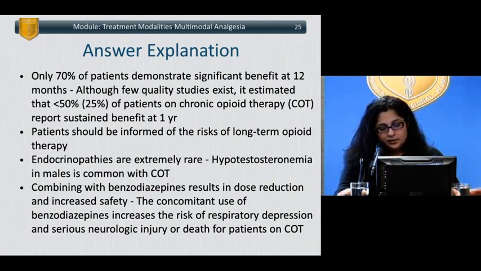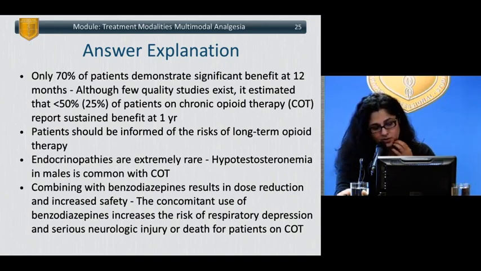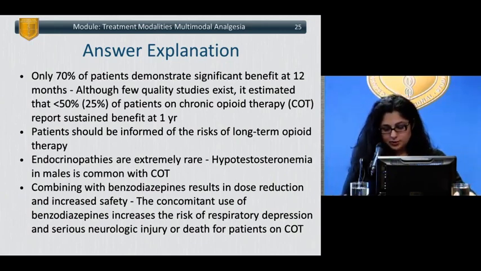A is incorrect. 70% of patients demonstrate significant relief at 12 months. I just answered that question. C, endocrinopathies are extremely rare. Actually, that is incorrect. Hormonal deficiencies do occur with chronic opioid therapy. And D, combining benzos with opioids can result in dose reduction. That's actually incorrect. That can increase the risk of respiratory depression, because we know benzodiazepines can be sedative, as well as combination with opioids can result in an increased risk of respiratory depression.